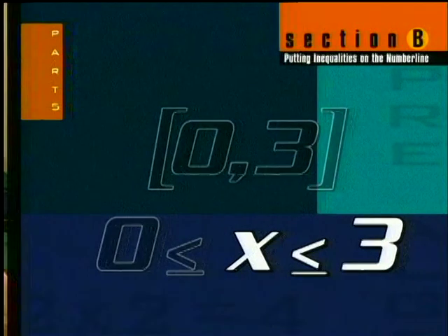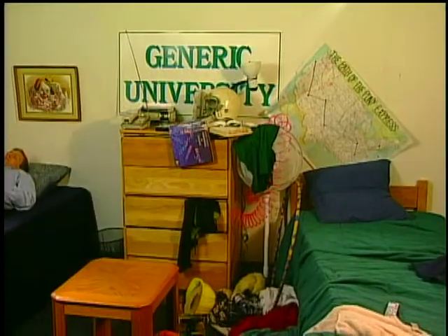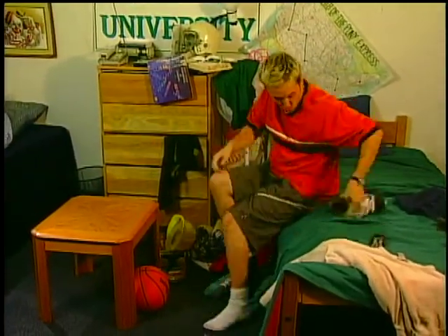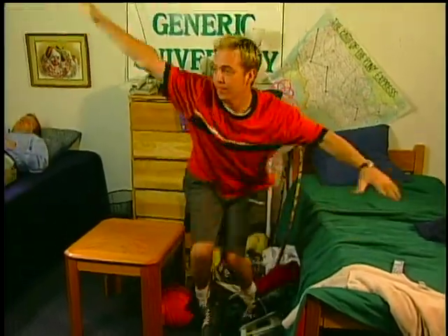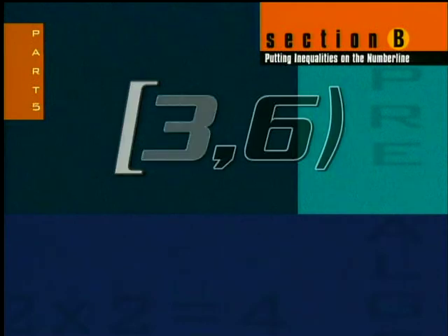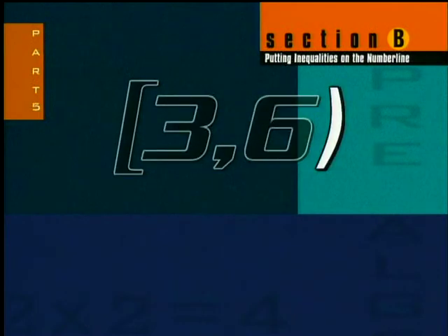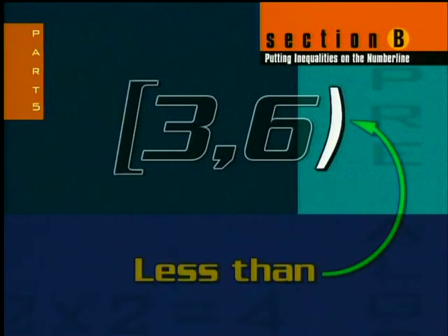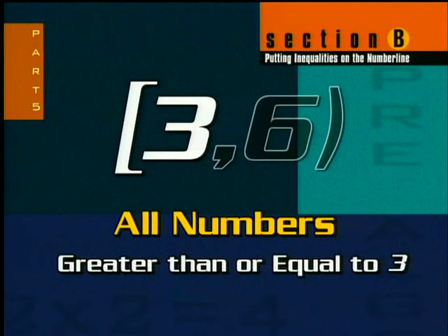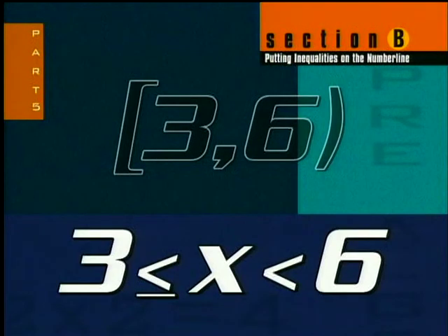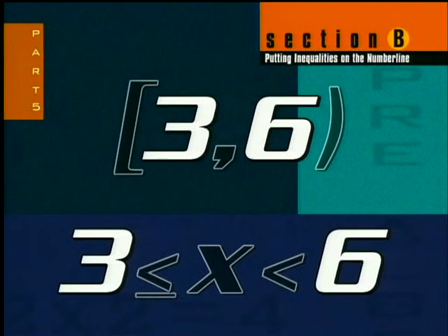Now, just like we can go to our closet and slip on one ice skate and one roller skate, we can also mix up brackets and parentheses. Take a look at these dicey combos. We could come across something that looks like this, bracket 3, comma 6, parentheses. Now remember that the left bracket means greater than or equal to, and the right parentheses means less than. So our interval would translate into all numbers greater than or equal to 3 and less than 6. Remember, we can also write it this way, with the corresponding symbols and numbers on either side of the x.